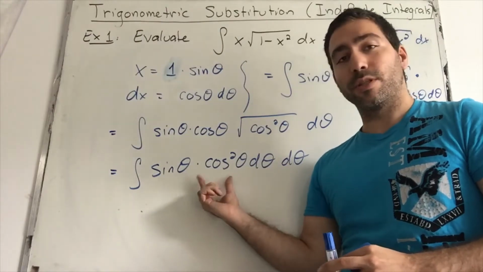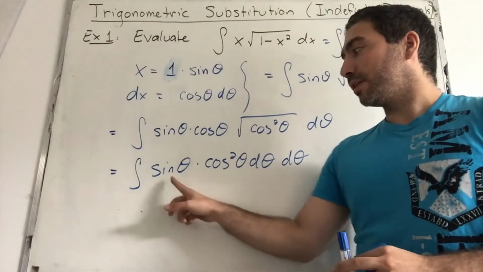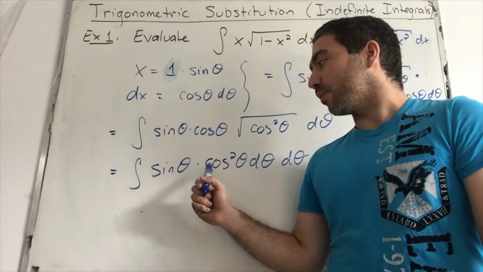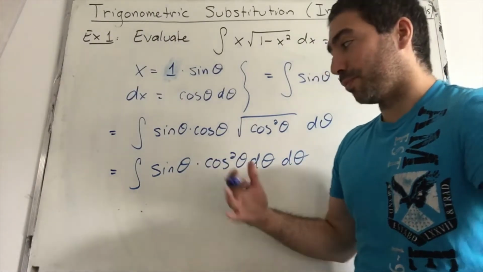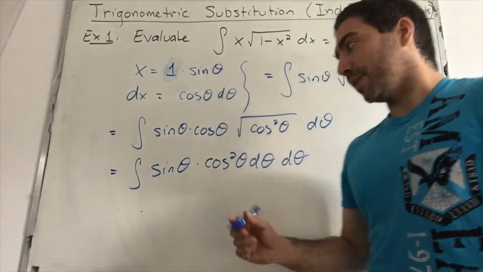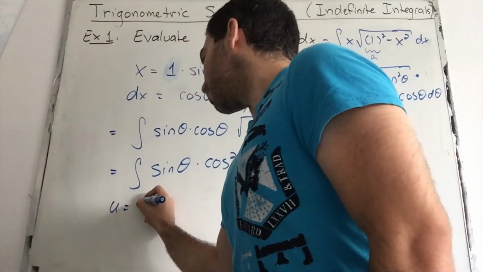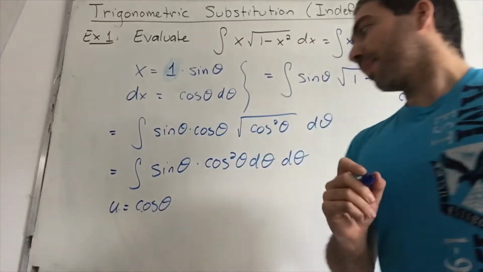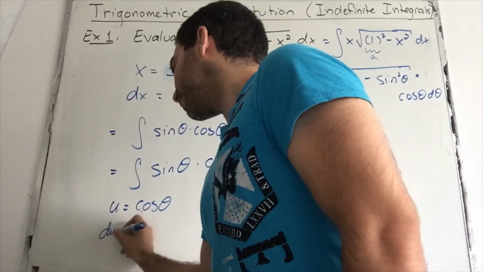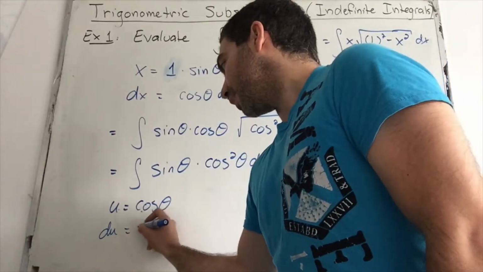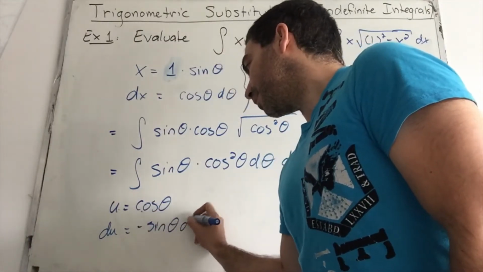We have sine times cos, so we have to look at the exponents. Since the exponent of the sine is odd, we have to remember to let u equal cos. That's from our previous video, so make sure you remember that. So we're going to use the substitution u equals cos theta, take the derivative, and we get the derivative of cos is negative sine theta d theta.